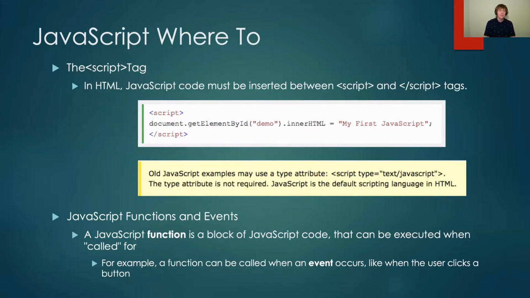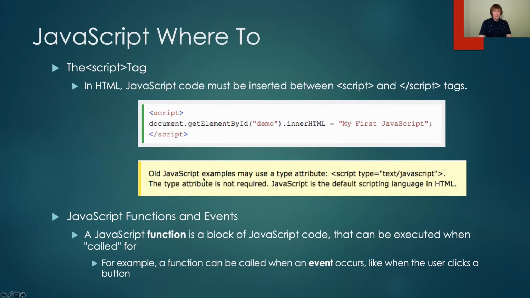Now, where can we put JavaScript? JavaScript goes in these script tags. In HTML, JavaScript code must be inserted between the start script tag and the close script tag. And here's an example. I have the start script tag and the close script tag. I'm accessing the DOM, document.getElementById. I'm looking for ID equal to demo. I'm going to change the inner HTML to my first JavaScript.